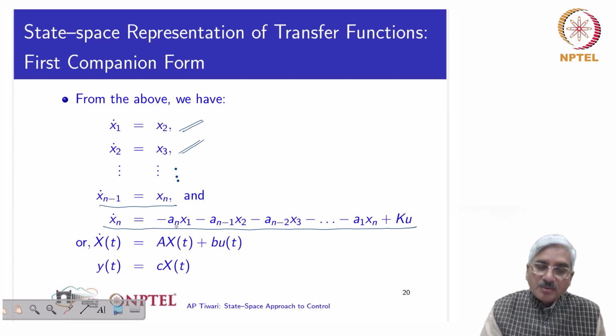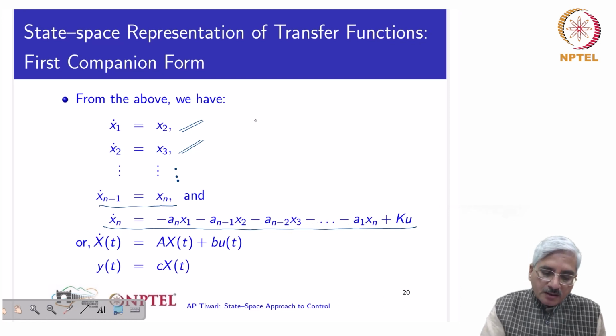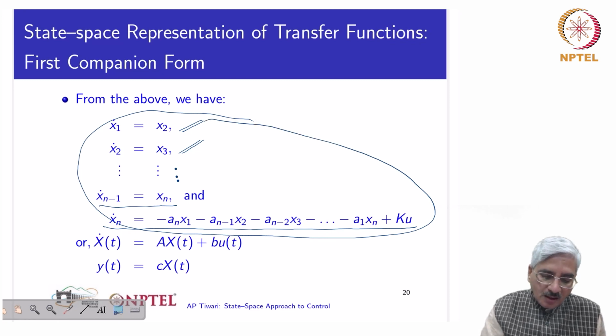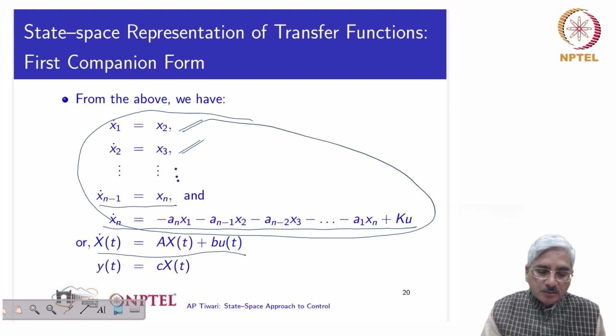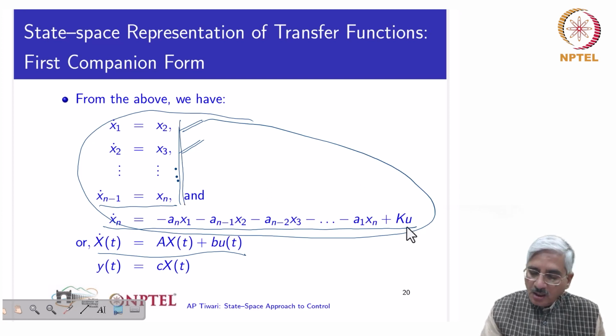xn dot equal to minus an x1, minus a(n-1) x2, and so on up to minus a1 xn plus ku. And that means we obtained, on the basis of this, x dot equal to Ax plus Bu, where x is x1, x2, and so on up to xn, and A will be the coefficients generated on the basis of this, and B will contain mostly zeros, since the input term appears nowhere else. However, the last equation has a k, so that k will appear in B.